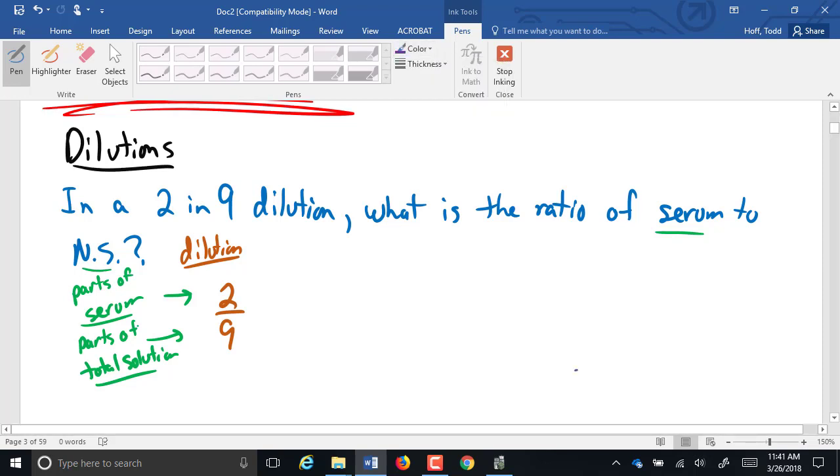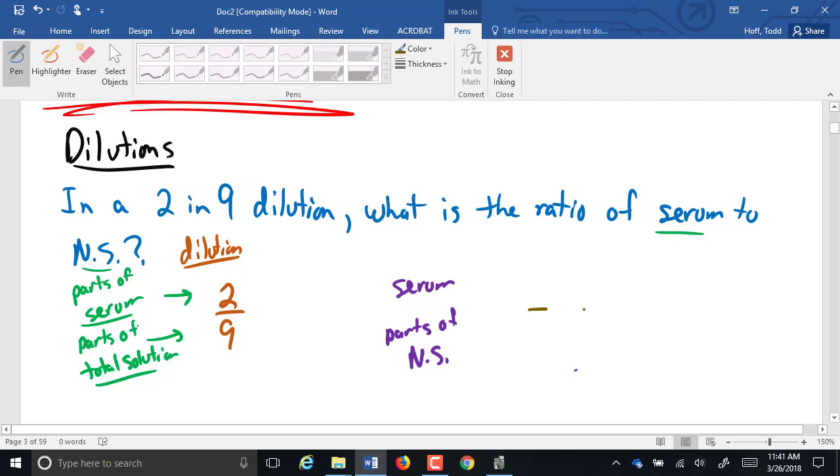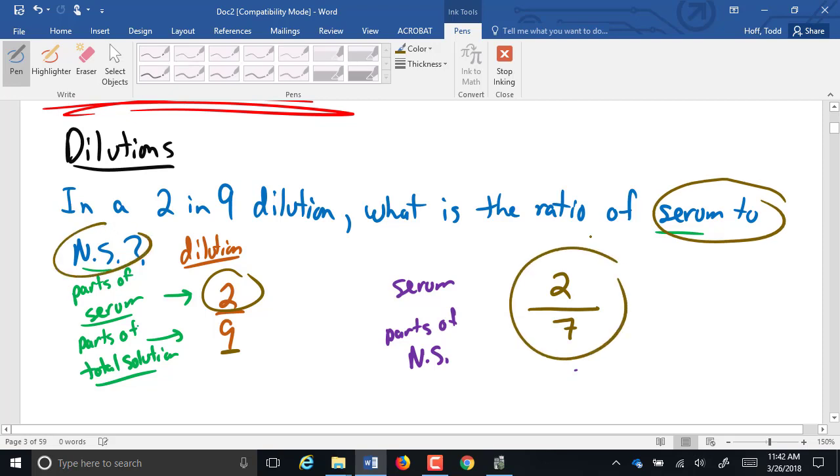So to create that ratio, serum is still going to be on top. We want the parts of saline on bottom, of NS. We had 2 parts serum over here, so we still have 2 parts of serum. How many parts of saline do we have? Yes, out of 9 parts of total, if 2 of those are serum, 9 minus 2 gives us 7 parts that are saline. So the ratio of serum to saline is 2:7.